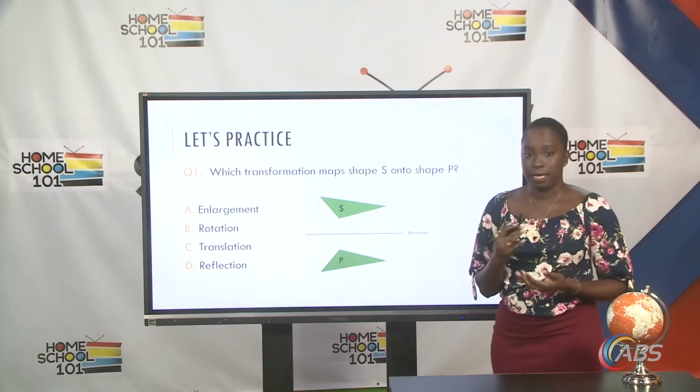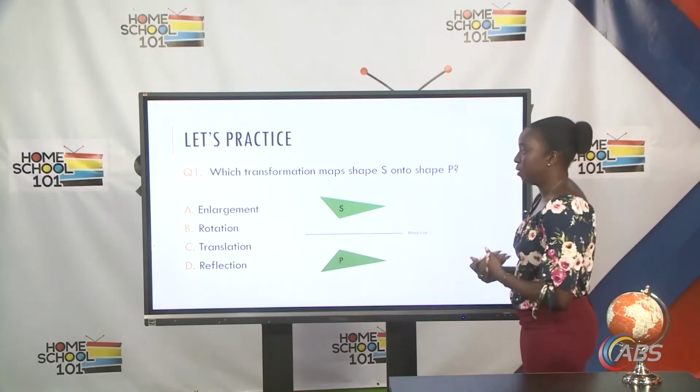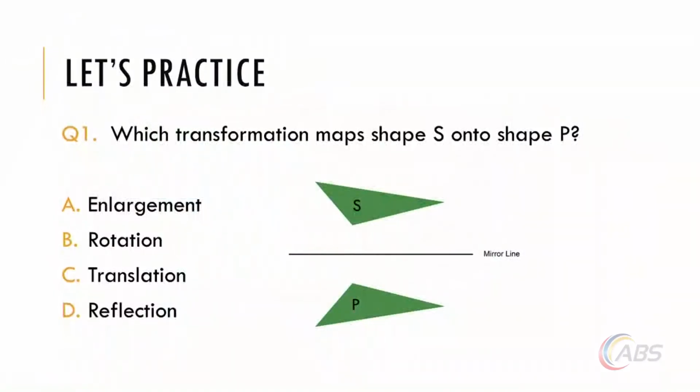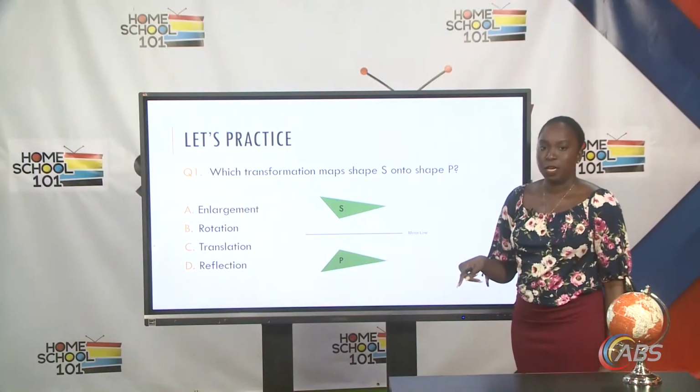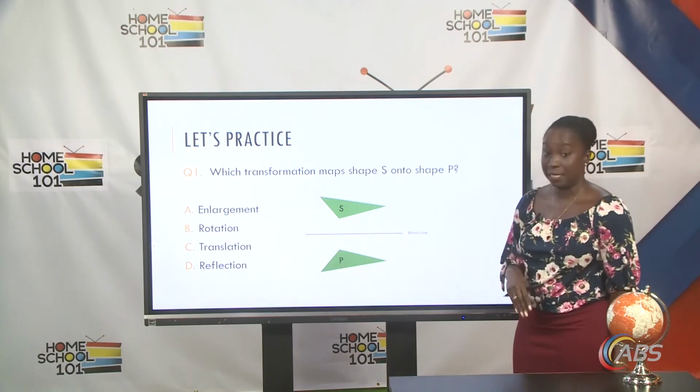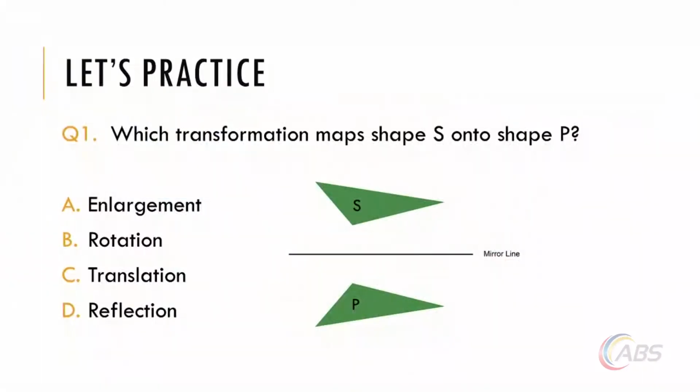So here, this brings us into our first practice question. And this says, which transformation maps shape S onto shape P? So notice here, this is actually a giveaway. It actually said mirror line. So which of our transformations talk about a mirror line? A reflection.